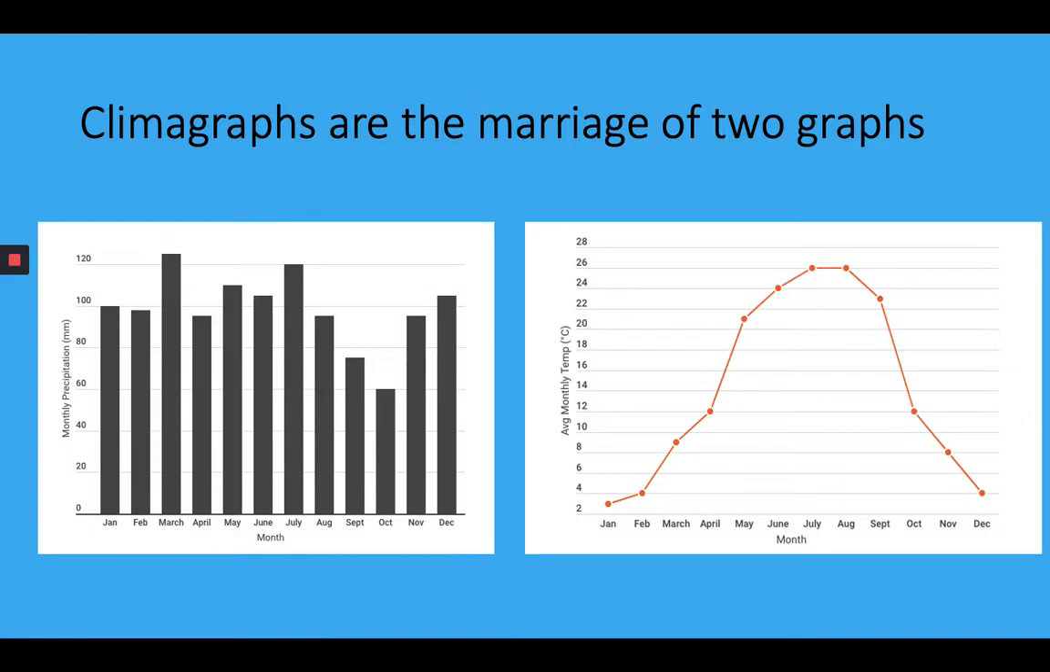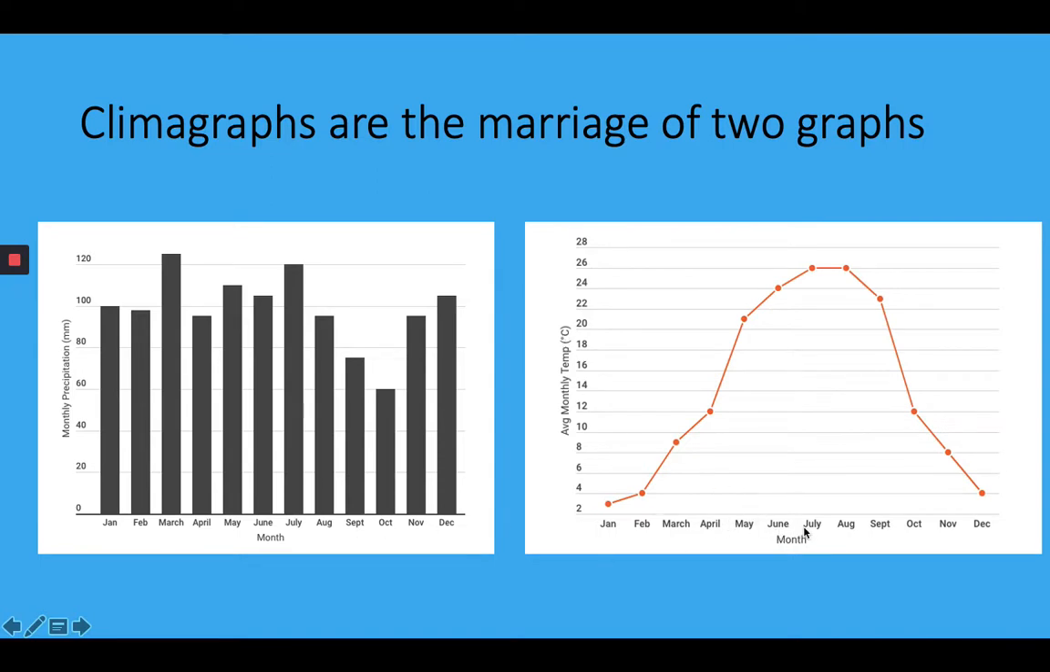So climagraphs are just the marriage of two different graphs. This one over here is a graph of what? Monthly precipitation in millimeters. So in January there was 100 millimeters. In September there was like 70 or 75 millimeters, right? You know how to read a graph, right? It's pretty simple. Over here we have the average monthly temperature in degrees Celsius by month.